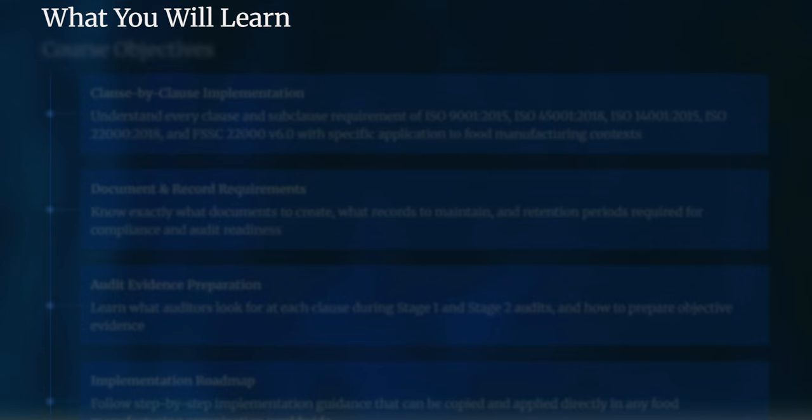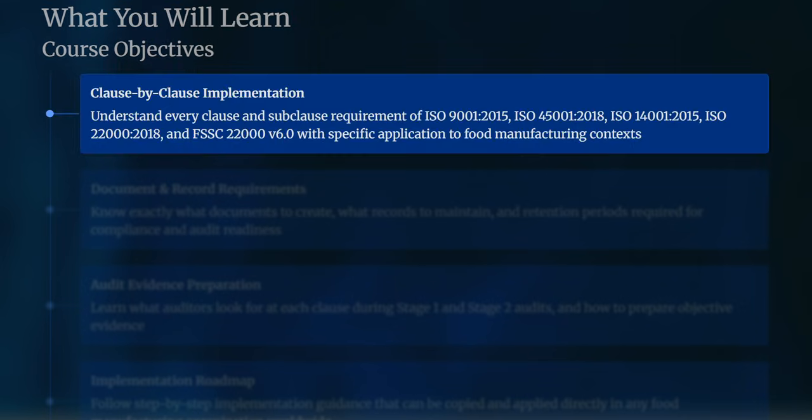With that being said, let's have an overview of what you will learn in the course. The course objectives: first, you will learn clause-by-clause implementation, and you will understand every clause and subclause requirement of ISO 9001:2015, ISO 45001:2018, ISO 14001:2015, ISO 22000:2018, and FSSC 22000 version 6.0, with a specific application to food manufacturing contexts.